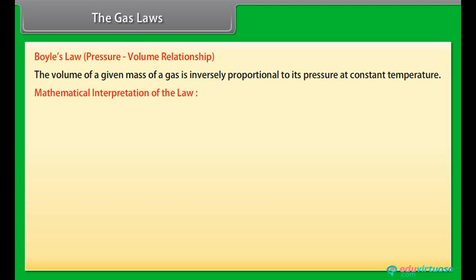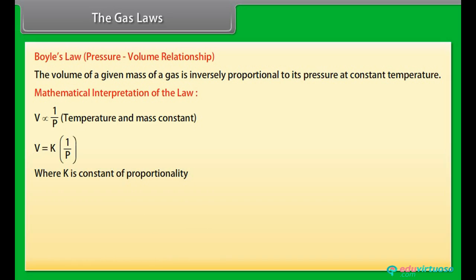Mathematical interpretation of the law. Volume is inversely proportional to pressure at constant temperature and mass. V is equal to K into 1 by P, where K is the constant of proportionality. PV is equal to K, which is a constant.